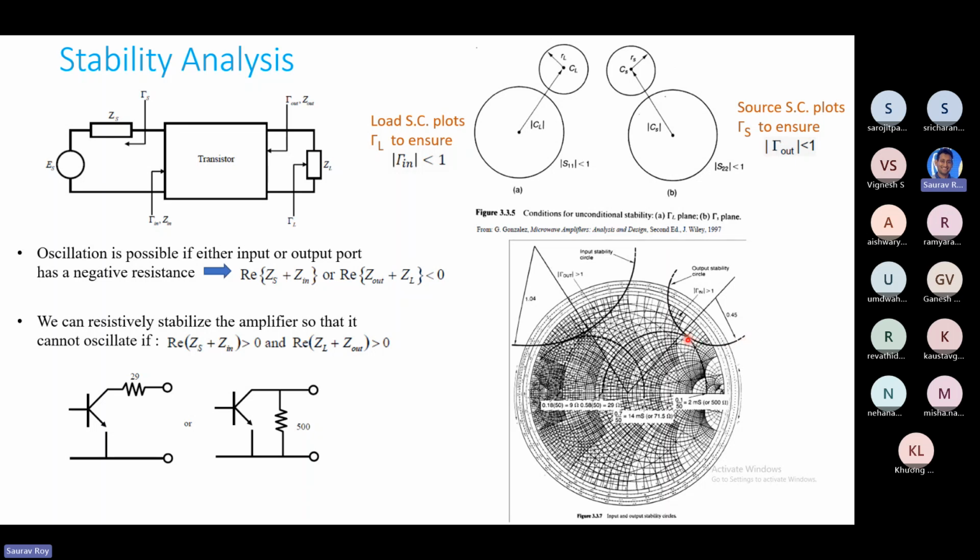If that happens, what will happen? Then this will be pushed out to the boundary here. This load stability circle will be pushed out to the boundary. That will mean we will get stability. Is this point clear? You have to analyze very carefully, then you will understand. Okay, is the point clear?